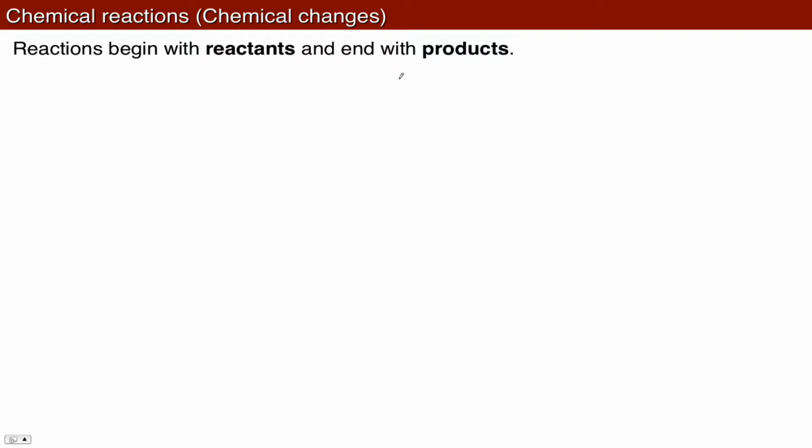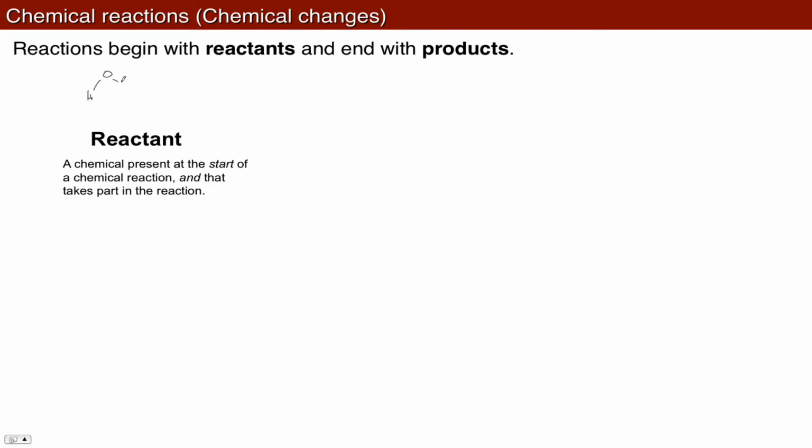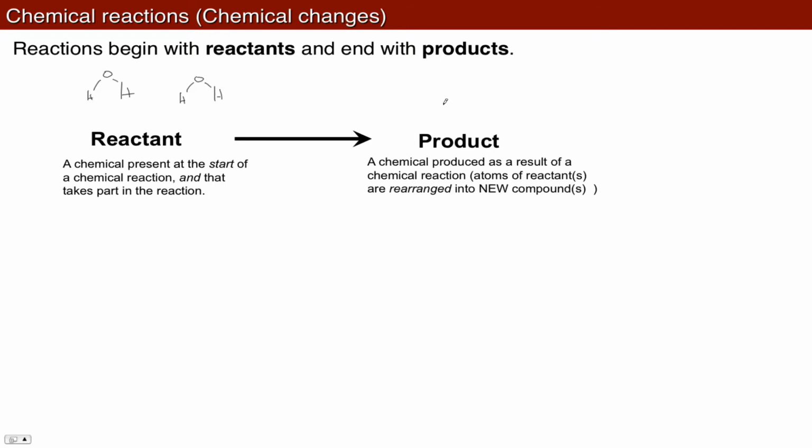So let's take a look at a quick example. Our reactants here are going to be two molecules of water. So we have H2O and another H2O. If we apply some energy here, like a spark, that is enough energy to get these bonds to break and these atoms to rearrange themselves. We end up with brand new compounds in the form of one molecule of oxygen gas and two molecules of hydrogen gas.